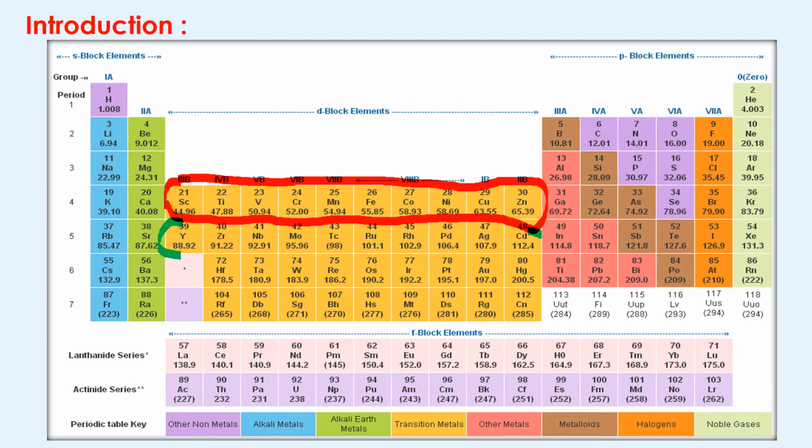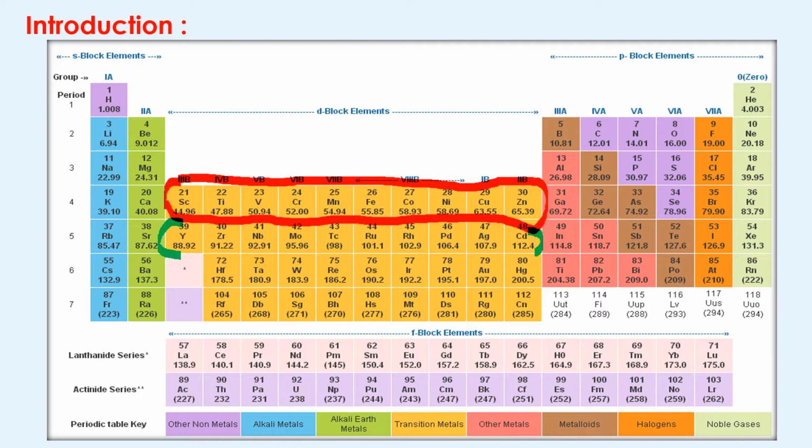So this is our second transition series. And the third transition series starts with lanthanum and ends at mercury. And our last transition series, in period 7, starts from actinium and ends with Cn, which is nothing but our man-made element copernicium. So as we studied in our last lecture, there are 4 series for transition elements.